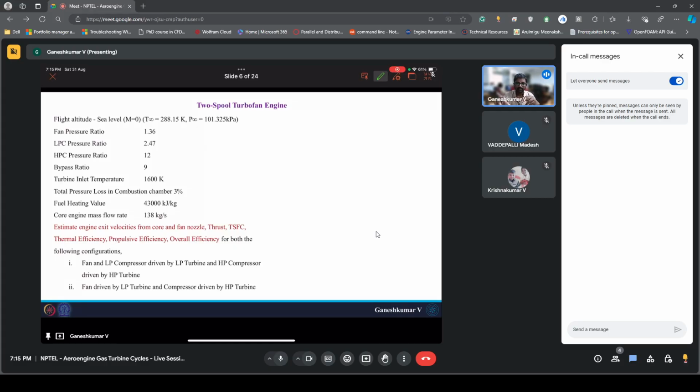So you have seen this question. It is in the lecture, but we solved it only for one configuration, which is fan and low pressure compressor driven by the low pressure turbine, while the high pressure compressor is driven by the high pressure turbine.